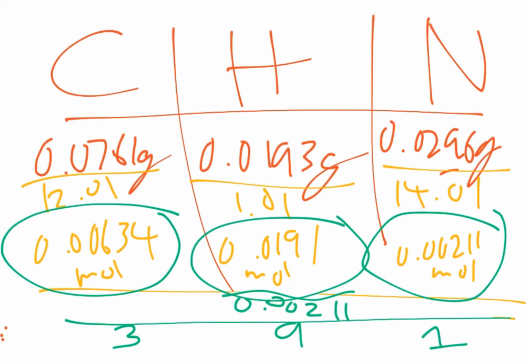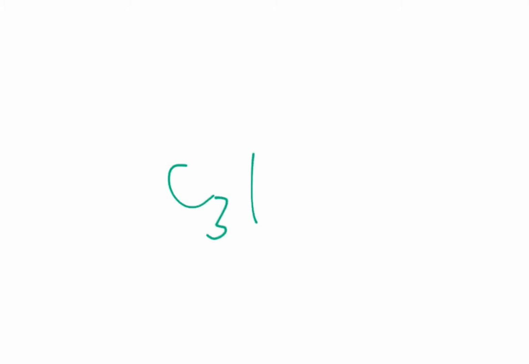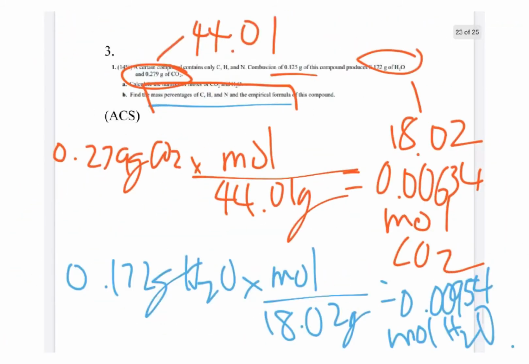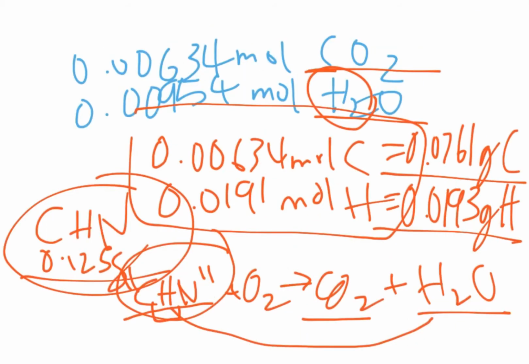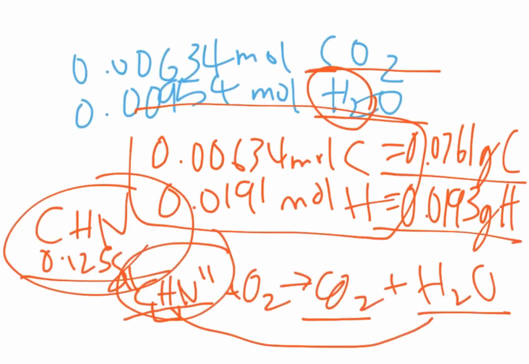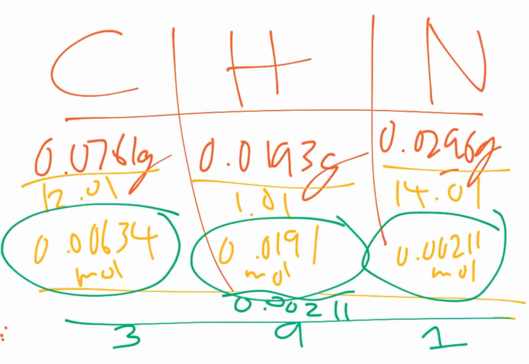So our answer will be C3H9N, and that is the answer for the empirical formula, and that answers all the questions in the question. They wanted the moles of CO2 and H2O, we gave them that. They want the mass percentages of carbon, hydrogen, and nitrogen, and the empirical formula. We also gave them that.